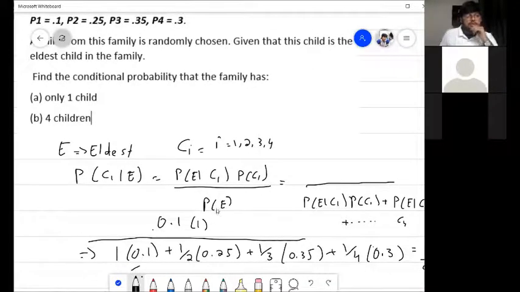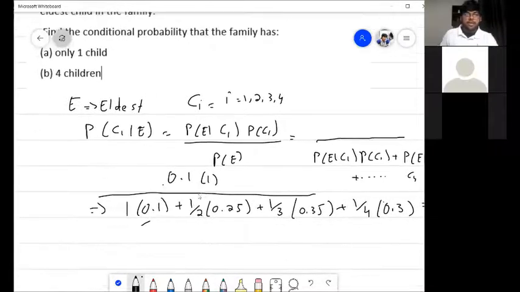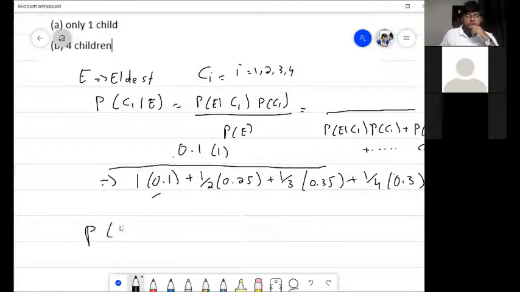So now part B says, given that the child is the eldest in the family, find the conditional probability that the family has 4 children. Do you think we have to do something different in this question? In this part particularly, do you think we have to do something more, or is it very straightforward? Essentially, do we have to just directly input the values, or do we have to do any additional work? That is what I want to ask you.